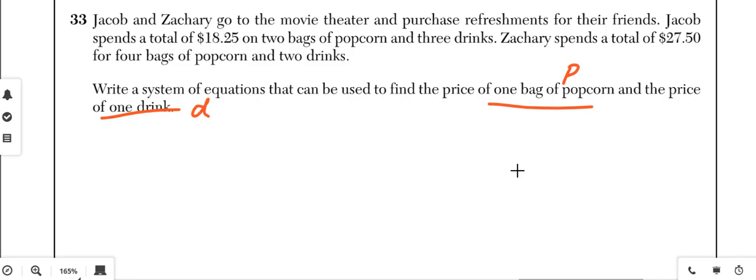Okay, for each drink we are using D, and for each bag of popcorn we are using P. Now look at the question. How much does Jacob spend? He spends a total of $18.25 on 2 bags of popcorn, where P is the price of each popcorn, and 3 drinks, so 3D, and the total cost will become 18.25. Is it clear how I wrote that?